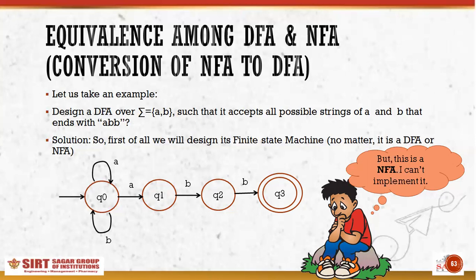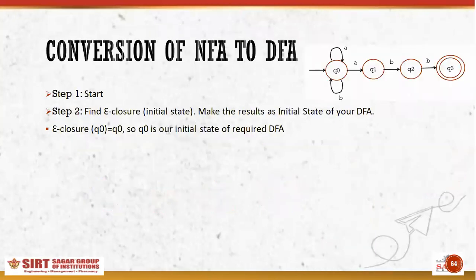Now I will take help of the steps which I told you in the last slide, and convert this given NFA into an equivalent DFA. There will be no difference in the language accepted by both machines. The only difference is that the non-determinism of the NFA will be eliminated. So let us start with the first step, that is, find the epsilon closure of the initial state.